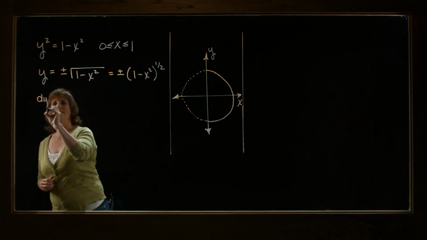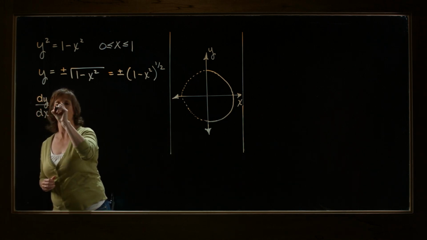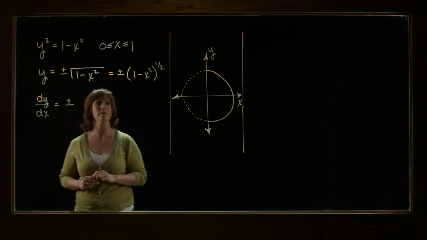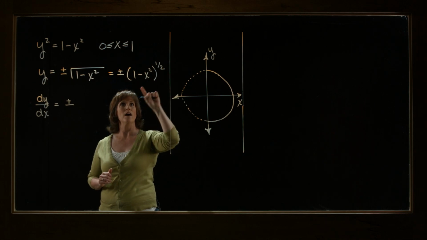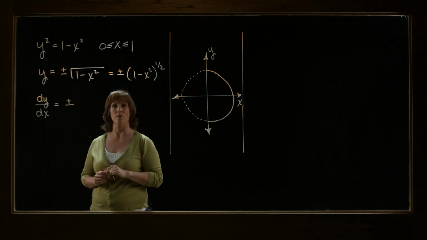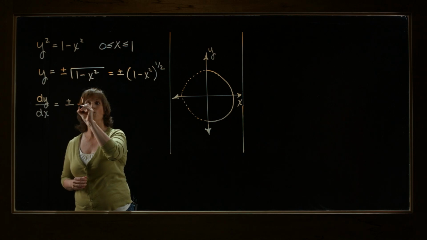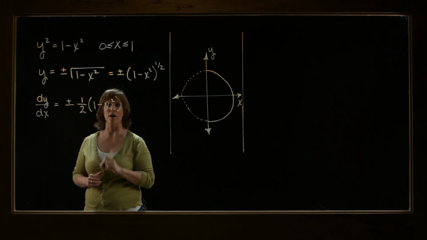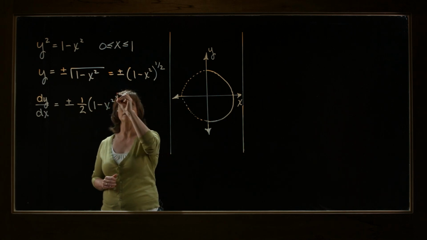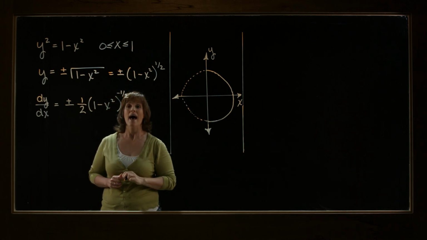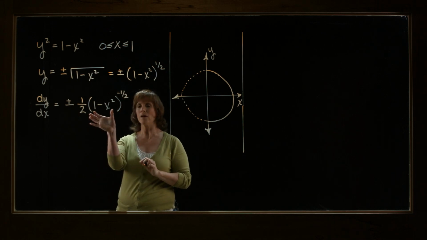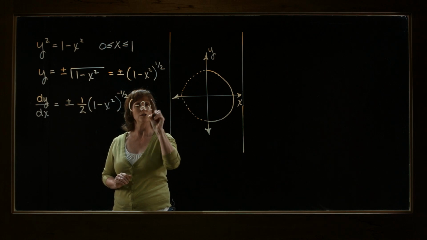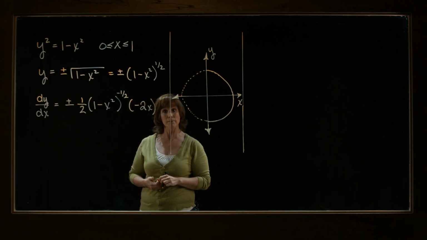So dy dx, we'll start with the constant multiple rule and we'll pull out that plus or minus 1. And now I can take the derivative of 1 minus x squared to the 1/2 power. So it's a general power rule. We'll bring down the 1/2, copy over 1 minus x squared, subtract 1 from the exponent. And then by the chain rule, multiply by the derivative of the inside piece, which is going to be a negative 2x.